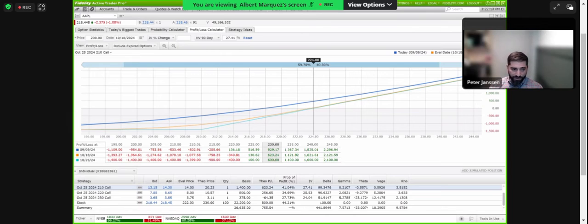And then, as Albert was working out here with this example, whether you want the in the money, the out of the money, I mean, whatever that's going to be is completely up to you.